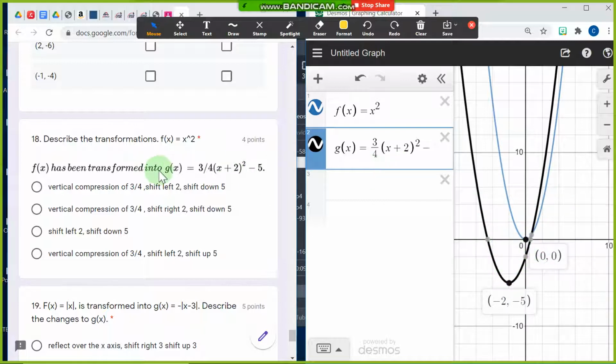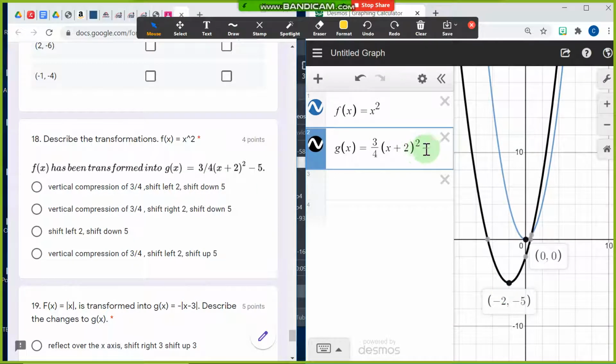Of course, memorize the a, h, and k formula. There's no negative, so obviously we weren't reflected. Was it a compression or a stretch? Now, none of these have stretch in it, but we do have a compression of 3/4, left 2, down 5. Left 2, down 5, compression of 3/4.